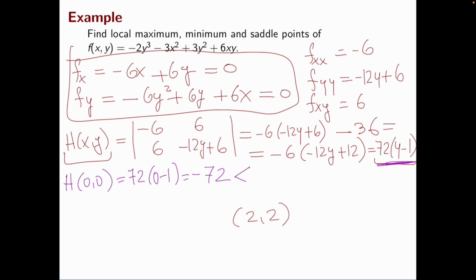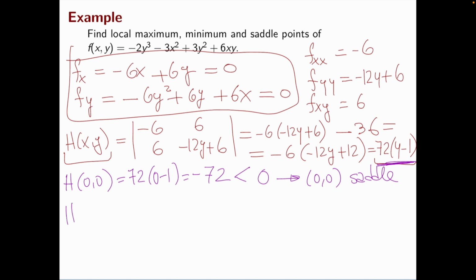That means that it is negative, right? That's what we wanted to check, if it's negative or positive. It's negative, so automatically we can say that 0, 0 is a saddle point. And now we do the same with 2, 2. So let's see what 2, 2 is.